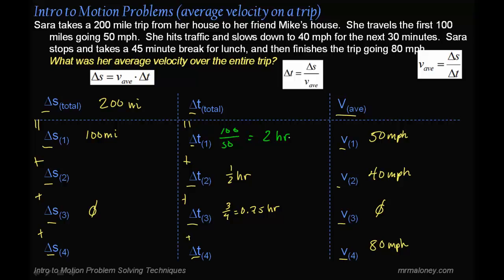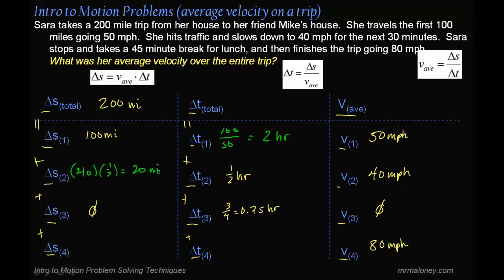That's nice. All right, over the second part of her trip, we know the time it took her, and we know her velocity. So if we want her distance traveled, that's just going to be her average velocity over the second part times the time it took her to travel the second part. So that's going to be 40 times 1/2 of an hour, which is just 20 miles.